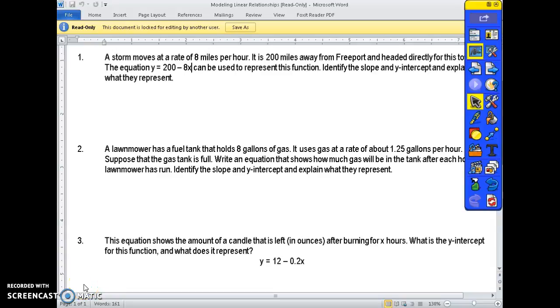Modeling linear relationships, page 35. You should be watching this video after you have completed the 4 questions in order to check your answers.